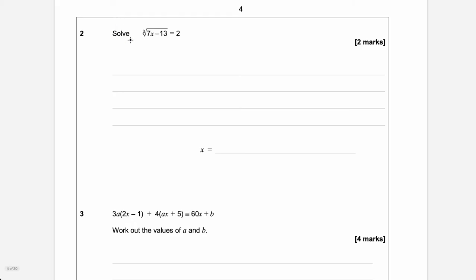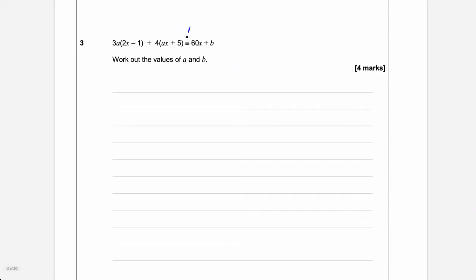Question 2. Solve this. Okay, easiest thing to do, guys, is cube both sides. A bit like when you want to get rid of a square root, you square both sides. When you want to get rid of a cube root, you cube both sides. So cube this, I get 7x minus 13. It gets rid of the cube root. And then cube the right gives you 8. So now I have 7x equals 21 because I add the 13 to the 8. And then I do x is equal to 21 divided by 7, which is 3. Okay, nice start.